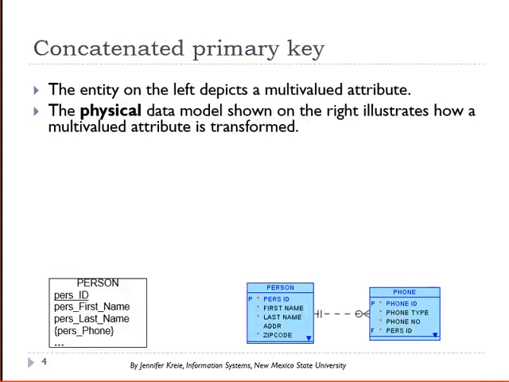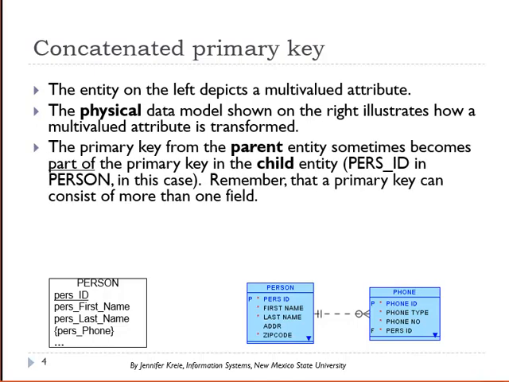So the entity on the left depicts a multivalued attribute, so we have here pers phone. The physical data model is going to show how the database would actually be constructed, so we would push a multivalued attribute out into a separate table. The primary key from the parent entity sometimes becomes part of the primary key in the child entity. That means we could take pers ID and have it become part of the primary key over in the phone table. So we might concatenate pers ID with phone type.